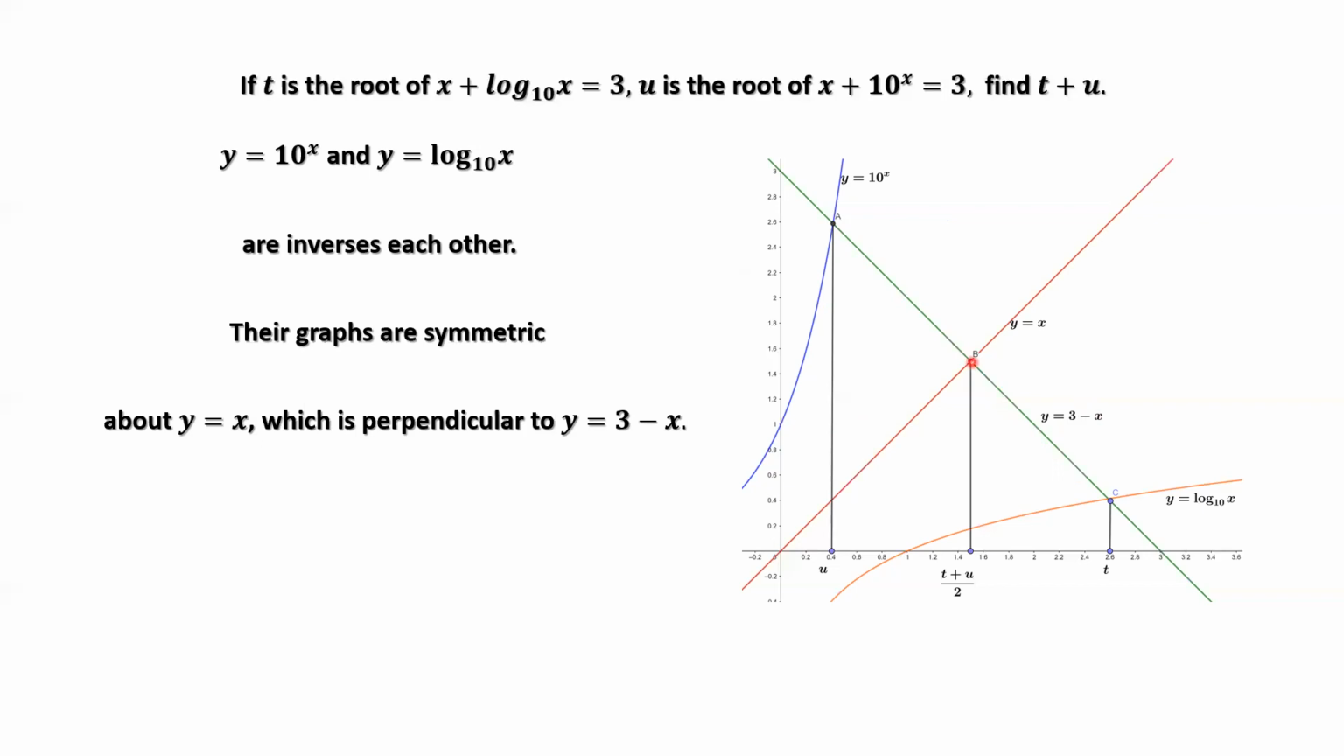if B is the intersection point of the two perpendicular lines, then we have A and C are symmetric about this point B. This implies B is the middle point of A and C. This implies the x-coordinate of B is the average of t plus u, because B is the middle point.